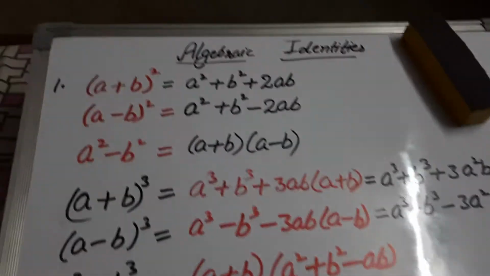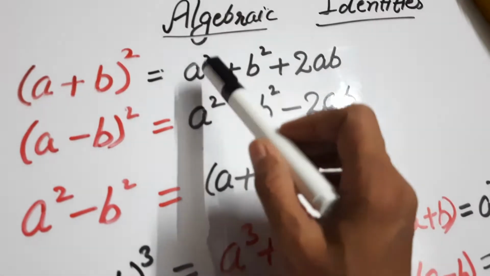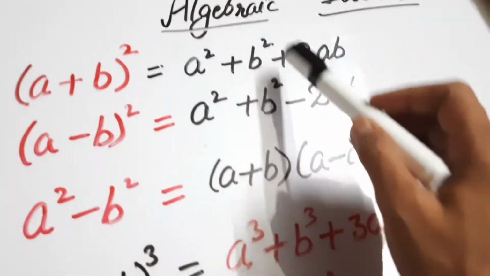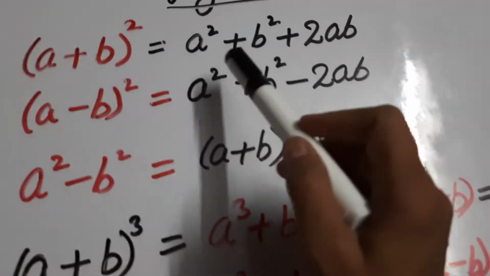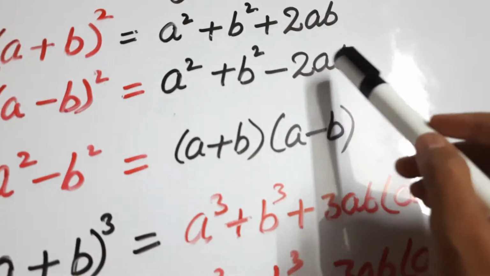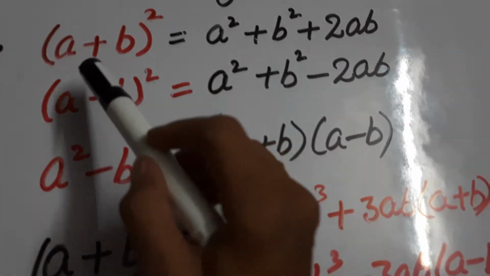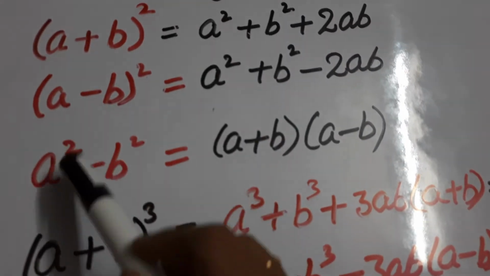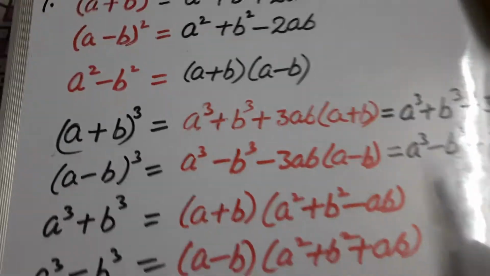So dear students, here are the algebraic identities. Very first, (a plus b) whole square. What is the identity? a square plus b square plus 2ab. Then (a minus b) square: a square plus b square minus 2ab. Then a square minus b square. Here the whole square is there and here individual squares. So a square minus b square is (a plus b) into (a minus b).